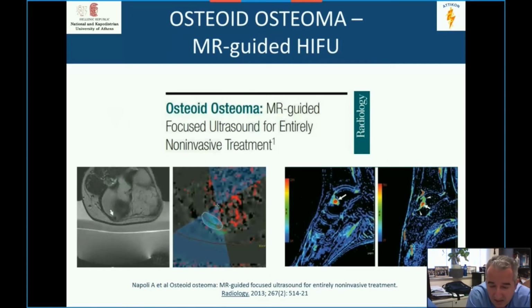The patient is placed on the MR hardware, and then you can proceed with the HIFU technique, and immediately after you can see that there is no vascularity. And the greatest advantage of this technique is that you can have thermal mapping during the ablation.